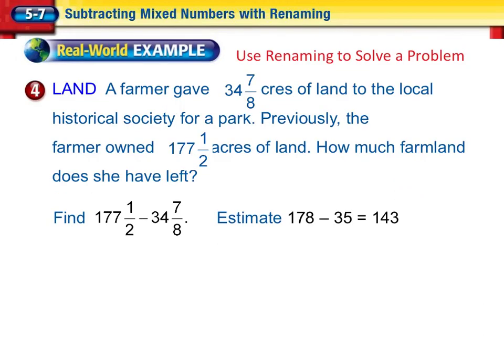Okay, here's a real-world example of how you would use fractions in life. It's about land. A farmer gave 34 7/8 acres of land to the local historical society for a park. Previously, the farmer owned 177 1/2 acres of land. How much farmland does she have left?